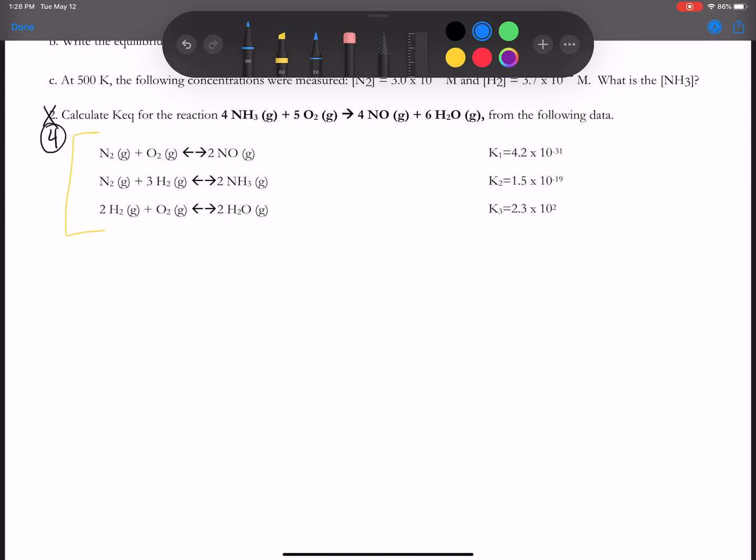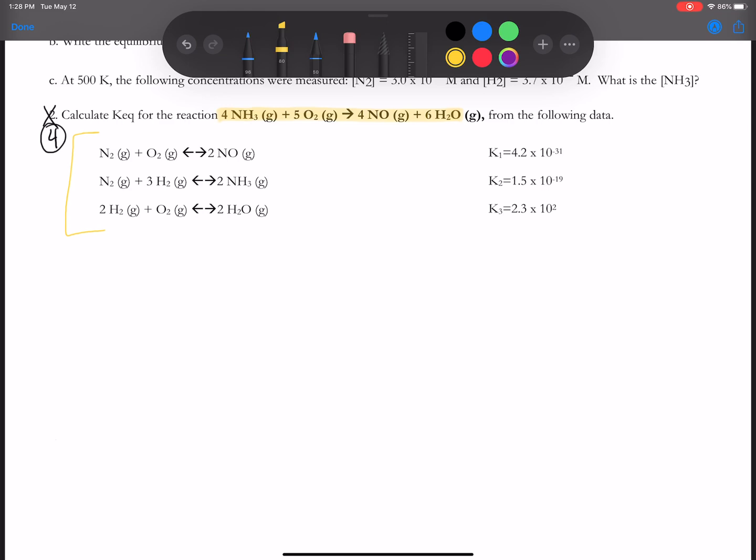So I'm going to walk you through this step by step. The final answer is posted for you on the answer key, so I'm not going to walk you through plugging this into your calculator, but I'm going to show you how to get the setup done. Here's your brand new equation that you're searching for. You're ultimately wanting to find the KQ for 4NH3 plus 5O2 to produce 4NO and 6H2O.